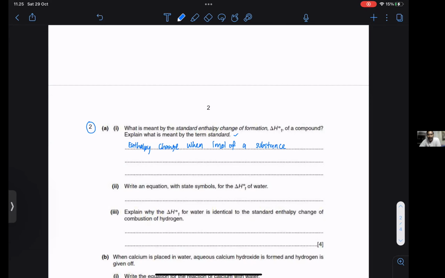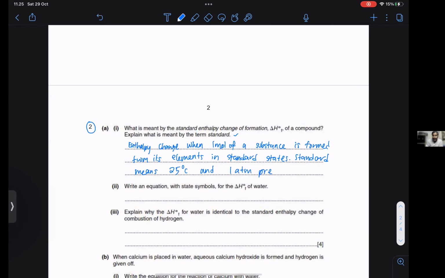Okay, 1 mole of substance is formed from its elements in standard state. Okay. So standard means 25 degrees Celsius and 1 atmospheric pressure.